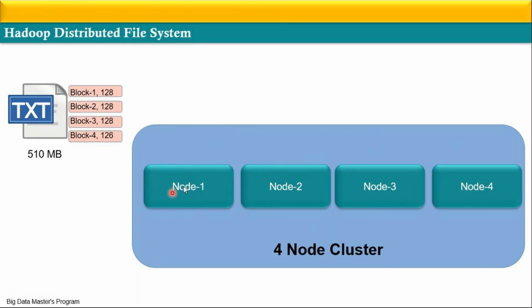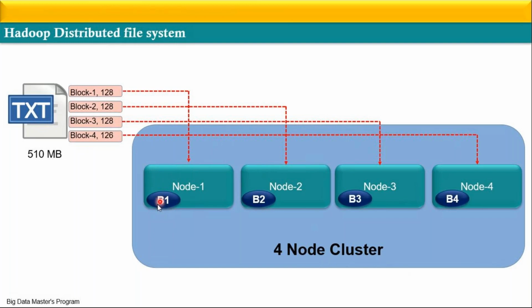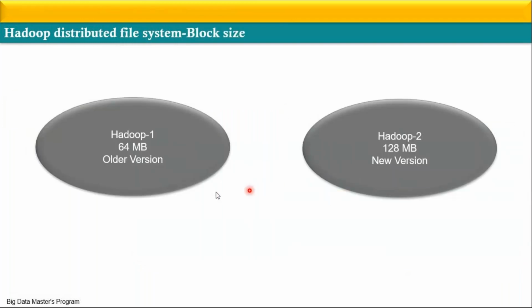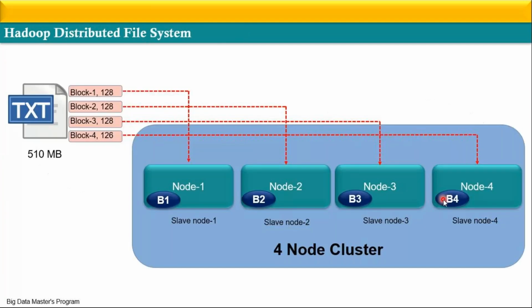So this particular machine, say block 1, will be processed by node 1, block 2 will be processed by node 2, block 3 by node 3, and block 4 by node 4. So this is nothing but a distributed storage and distributed processing framework. That is fine. And this is with respect to the version. The older version was having 64 MB blocks, and the newer version, Hadoop 2, is having 128 MB block size.